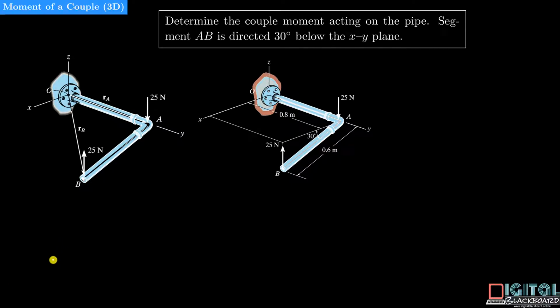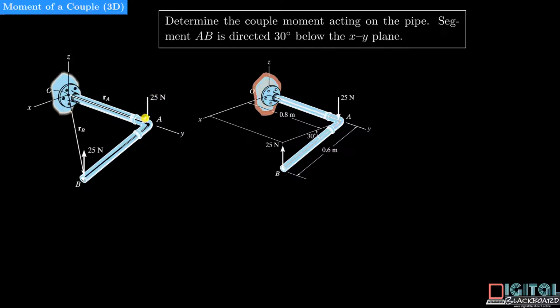In this question, we will determine the moment of a couple in a three-dimensional setting. Determine the couple moment acting on the pipe segment AB, which is directed 30 degrees below the XY plane. We can see that there are two couple forces: 25 newtons here at point B acting in the positive Z direction, and another 25 newton force acting downward in the negative Z direction.